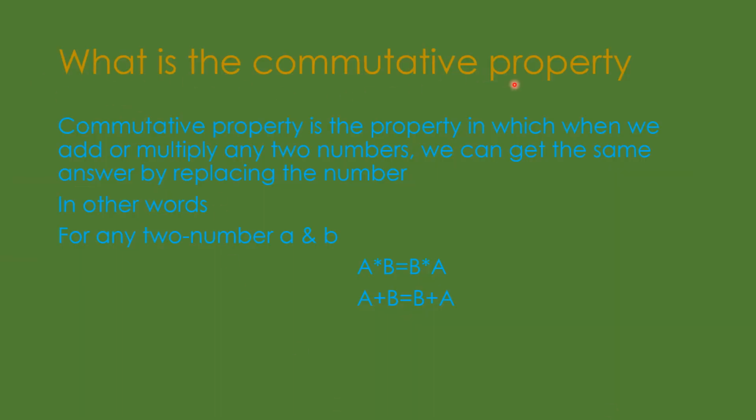What is commutative property? Commutative property is the property in which when we add or multiply any two numbers, we can get the same answer by replacing the number. In other words, for any two numbers a and b, a into b is equal to b into a, and a plus b is equal to b plus a.